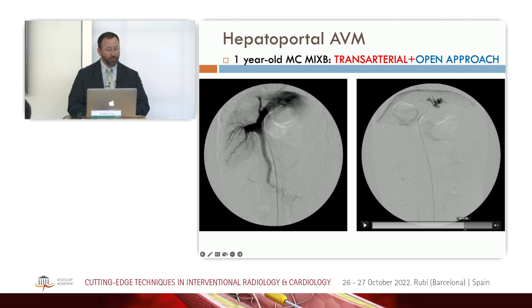And again, we combine the glue with contrast. Since the glue itself is not radiopaque, we combine it with contrast. And you see we get pretty good filling, but that's all we get out of that. So is that enough? I don't know.